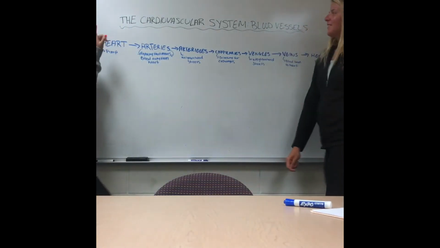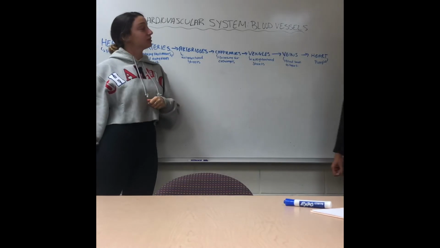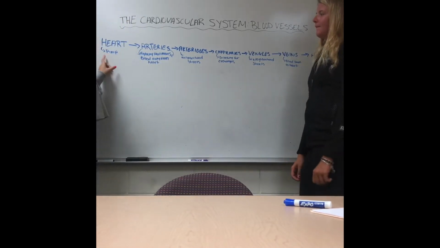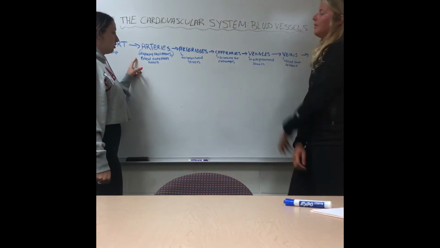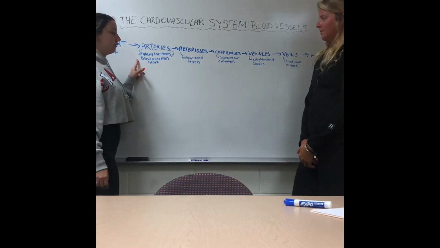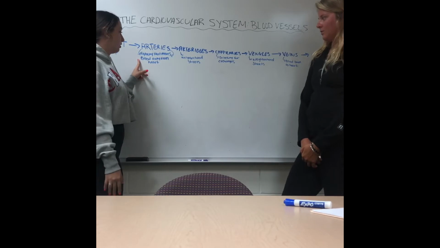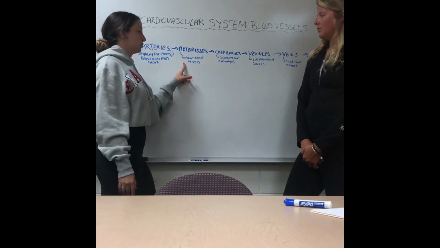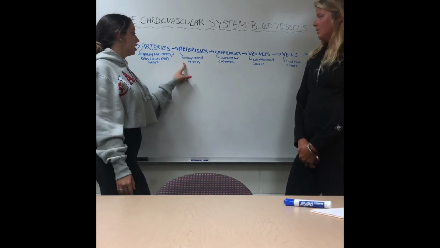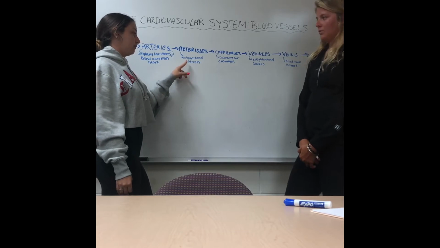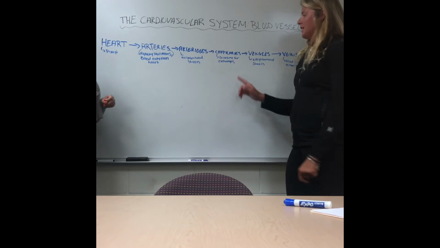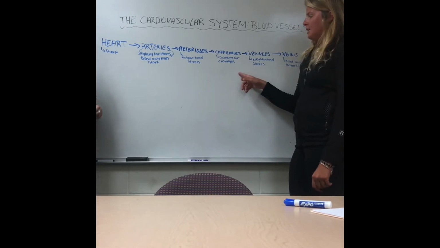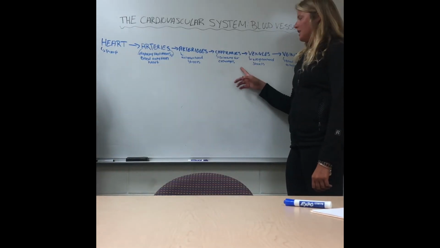And we're going to be talking about the cardiovascular system for blood vessels. So first, the heart pumps out oxygenated blood into arteries, and arteries are highways that move blood fast away from the heart, into arterioles, which are kind of just smaller arteries. They have a little bit less blood flow and then less blood pressure. Then the arterioles turn into capillaries, and capillaries are where gas exchange takes place.